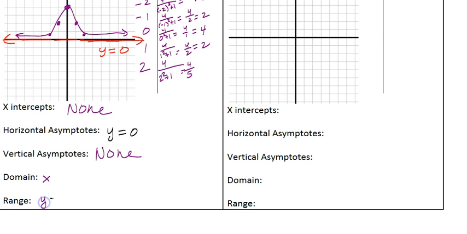When I look at my x's, remember I'm looking for where is there a starting or stopping point? Is there a break in the graph anywhere? There's not for the x's. So the x values are all the reals. Any number works for x. Any number I could plug in.